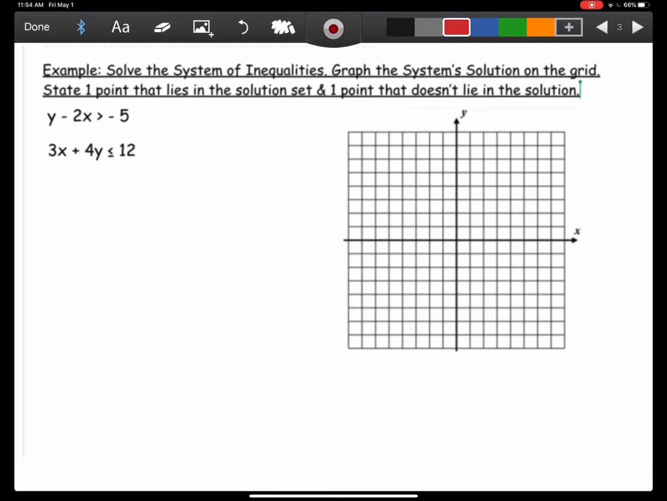Okay, here's the example. It's the only example I'm going to do. This example includes all different scenarios that you might come across. So, step 1, again, said to solve the inequalities so that they were in y equals mx plus b form. Now, in order to do that, I think it's easier if we write the inequalities side by side.